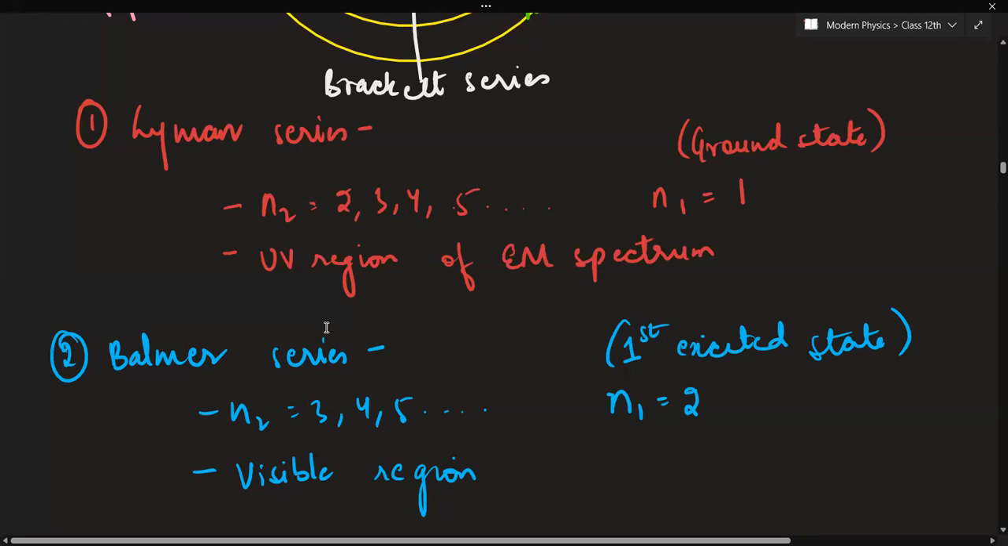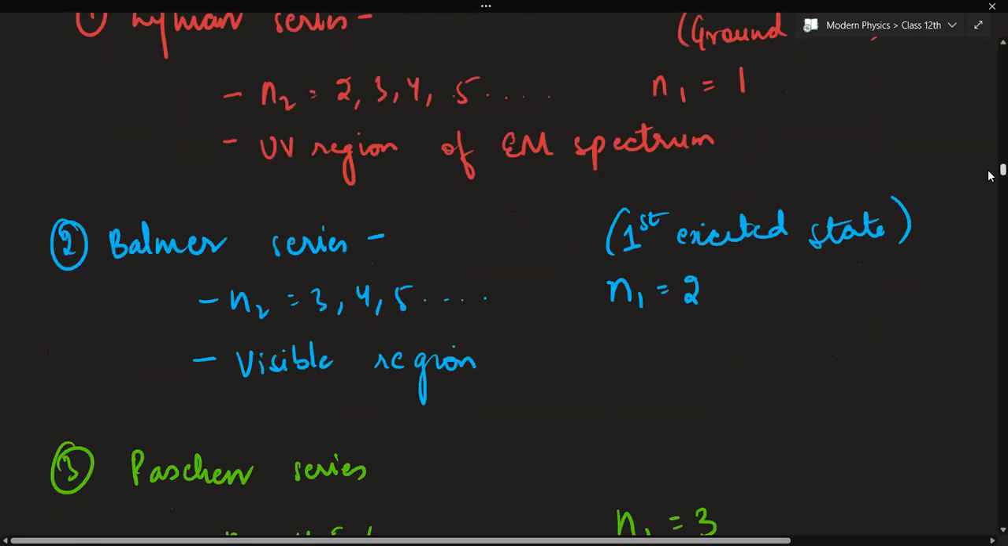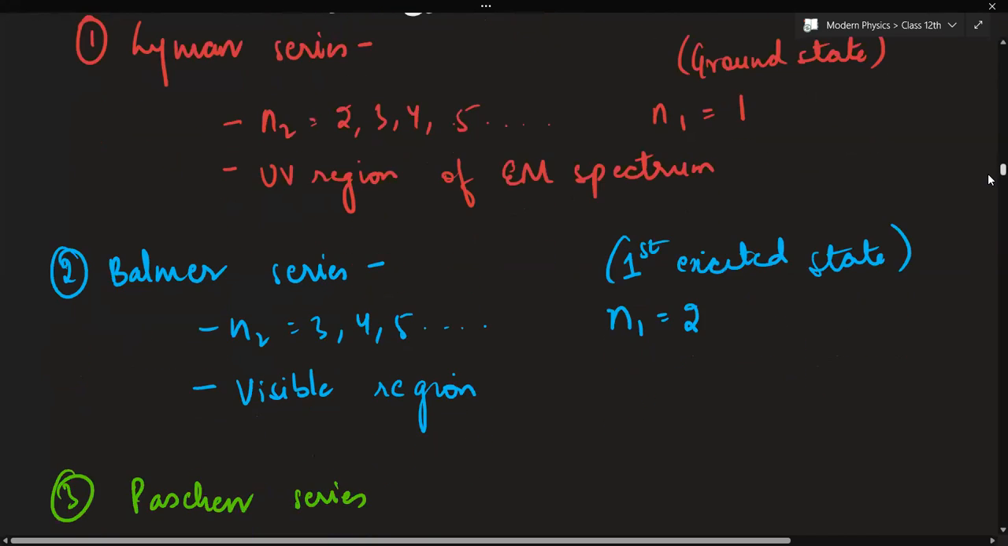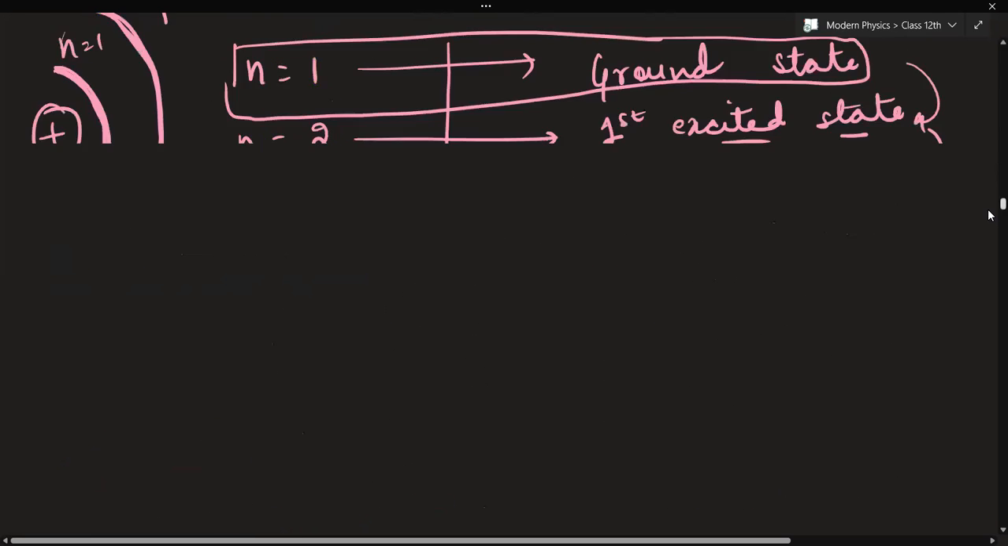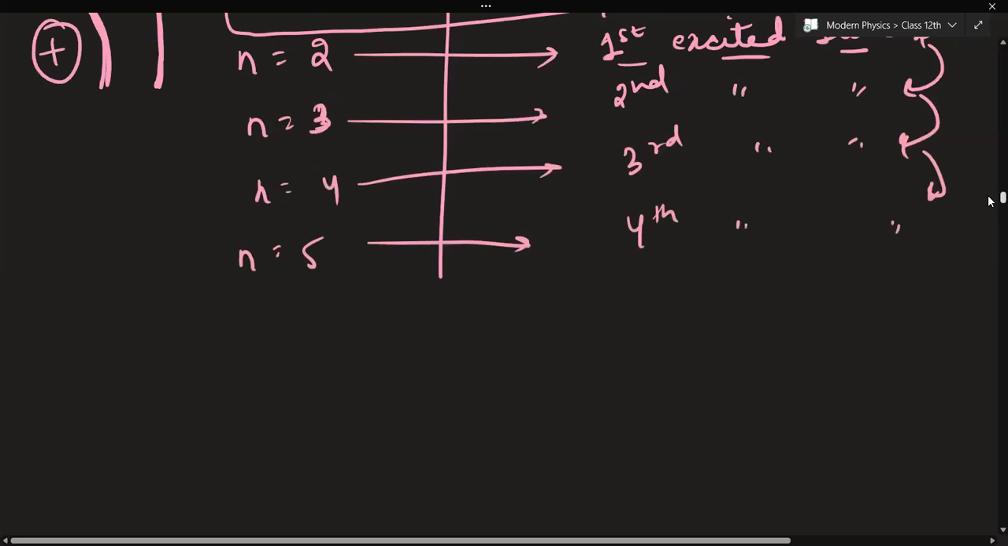N2 is fixed. Now, after the ground state, just let me see, I have written it.